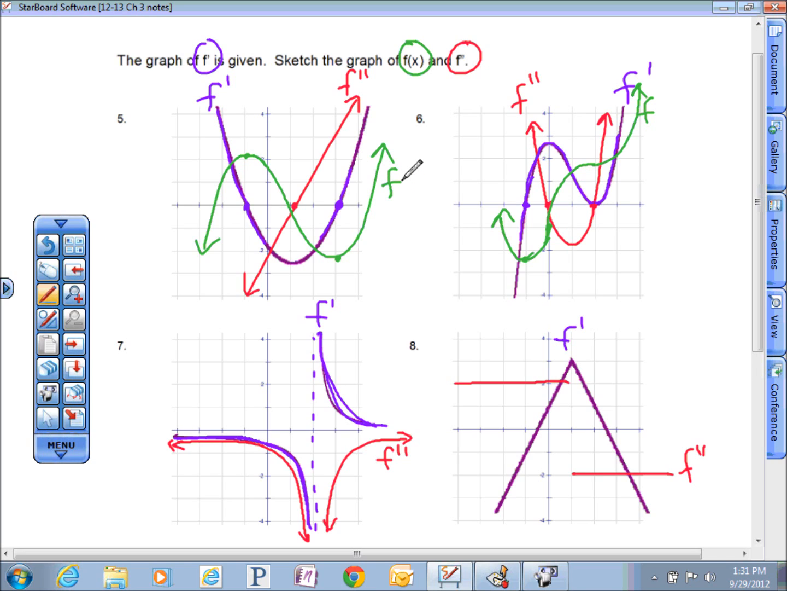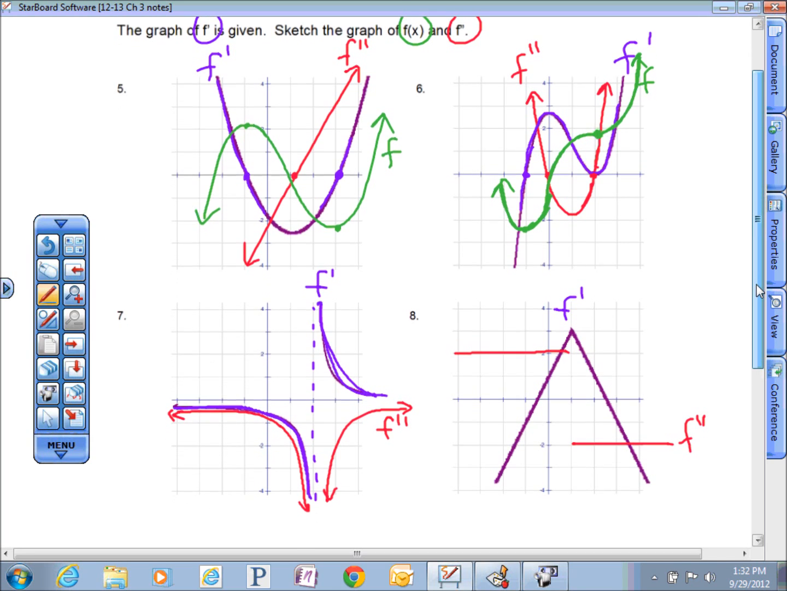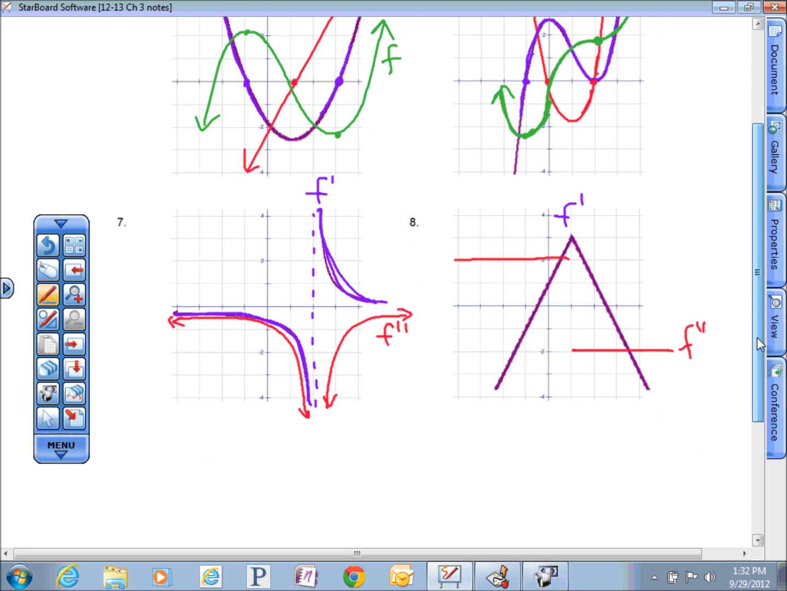This example 2 is a little confusing. Relative min, inflection point right here because the second derivative changes from being negative to being positive at that x value. So that green one will probably be a good place for us to talk sometime soon. And then this example 7, which is going to be confusing again.